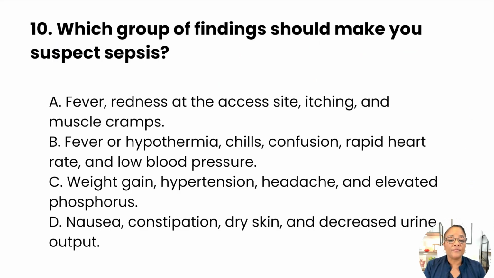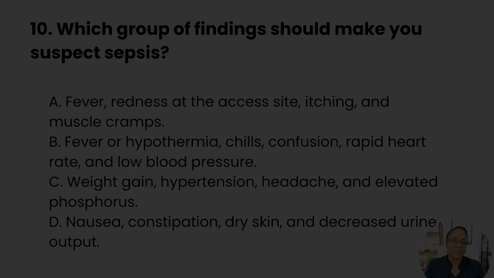10. Which group of findings should make you suspect sepsis? A, fever, redness at the exit site, itching, and muscle cramps. B, fever or hypothermia, chills, confusion, rapid heart rate, and low blood pressure. C, weight gain, hypertension, headache, and elevated phosphorus. D, nausea, constipation, dry skin, and decreased urine output.